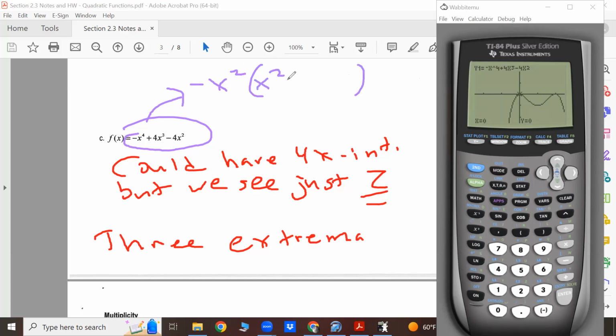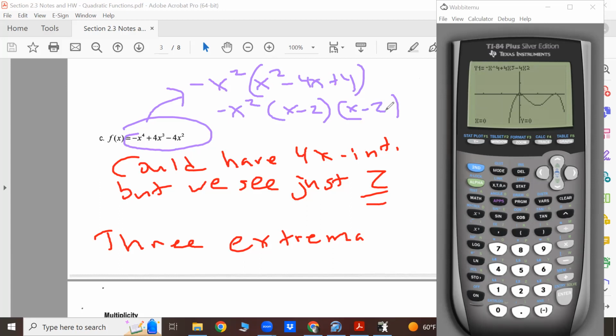X squared minus 4x plus 4, I think. Can you factor even further? That's the polynomial that's inside the parentheses. Go ahead. They're both identical, x minus 2.